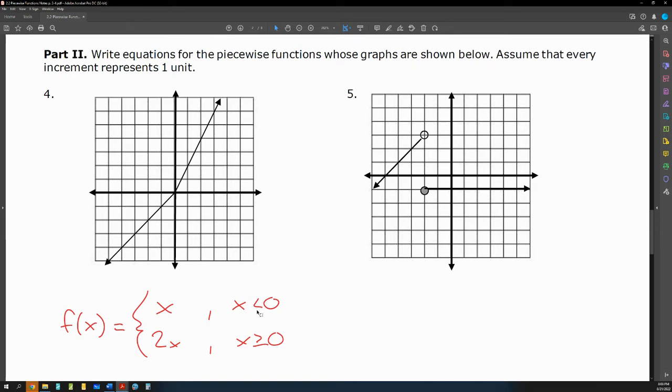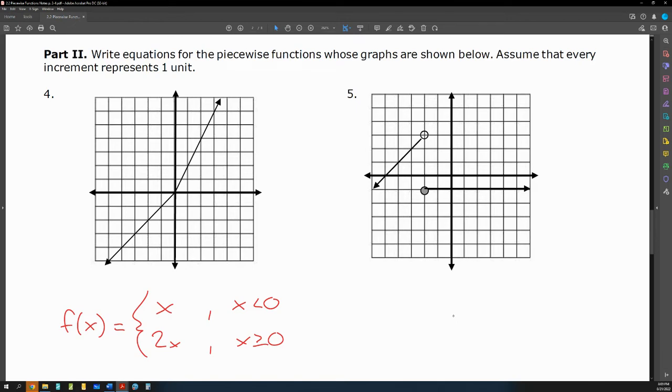So could you have called this part less than or equal to 0? Yes, as long as this part is then strictly greater than. You cannot have both greater than or equal to, or both strictly greater or less than. You need one equal to and the other not.